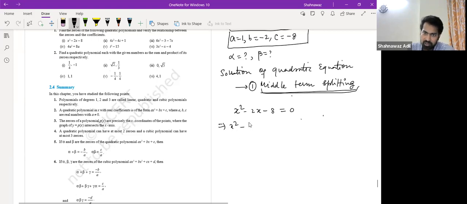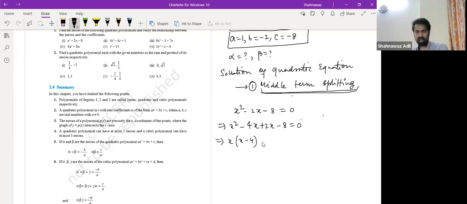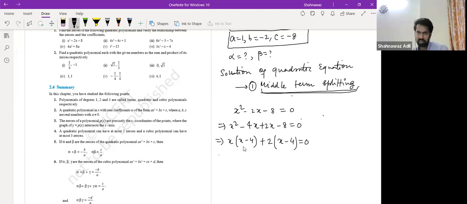x squared minus 4x plus 2x minus 8, right? Now we can take x common outside, so this would give me x minus 4. And in here we can take 2 common, so this would give me x minus 4. So again, we have these 2 terms, and x minus 4 is common. So this would give me x plus 2.